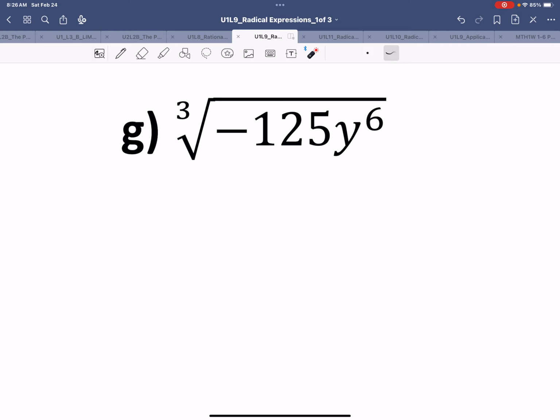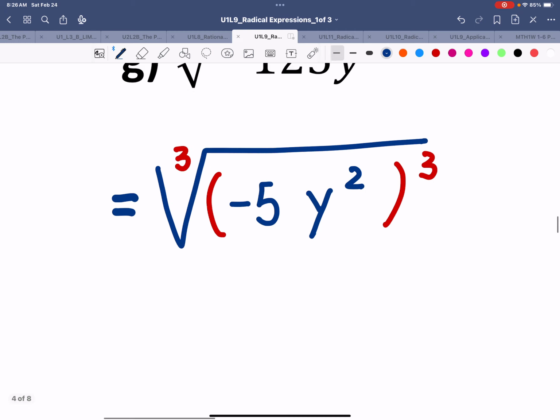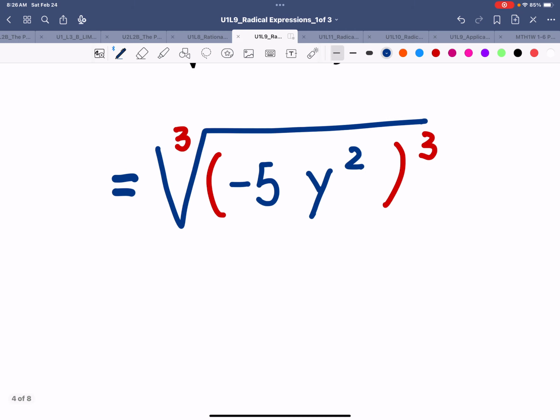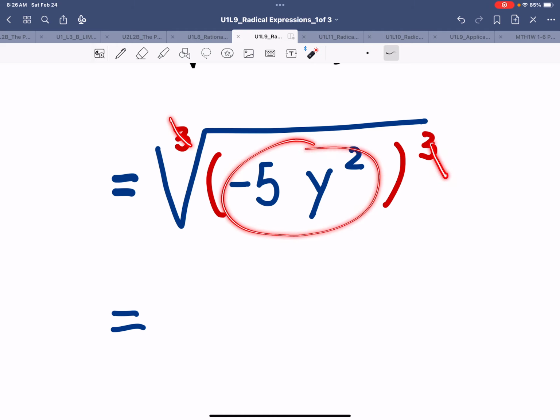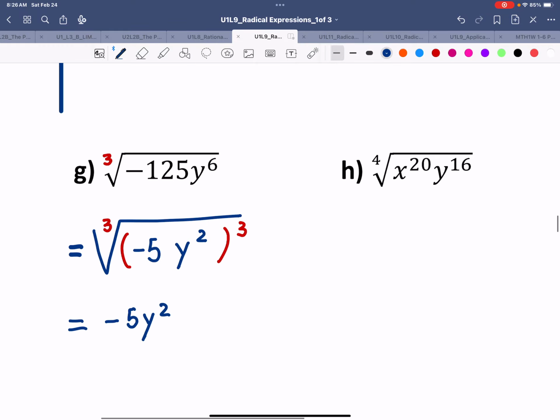Next, we have another odd index. So index of 3, which means that we're going to have to rewrite this radicand as the third root of a perfect power of 3. So negative 125 will need a negative 5. Y to the 6 will need a y squared. So that means we have 3 and 3 simplified. The answer is negative 5y squared. Let's continue with the next question.